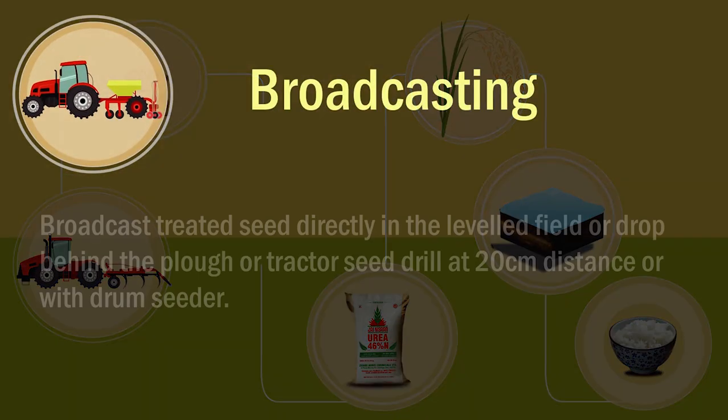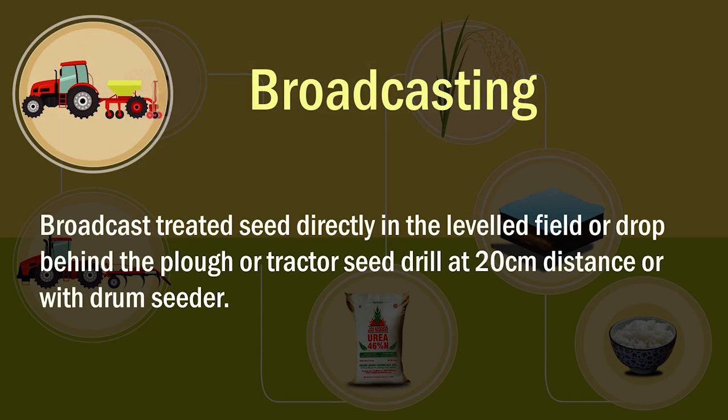The treatment of seeds once done, then the seeds can be broadcasted directly or can be dropped behind the plough or tractor seed drill at 20 cm distance or with drum seeder. We need to avoid deep sowing. Seeds should be sown in top layer of soil at a depth range of 2.5 to 5 cm. Deep sowing decreases the germination percentage.